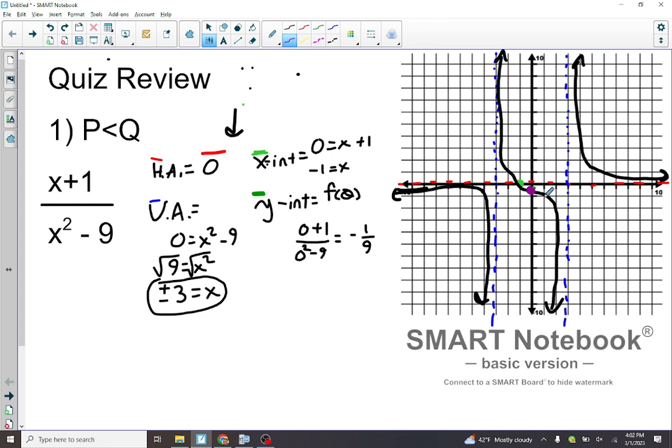The line should hit the point. If it doesn't hit the point, you did something wrong. Should I bring both points? Every point that you find, yes. X and Y.